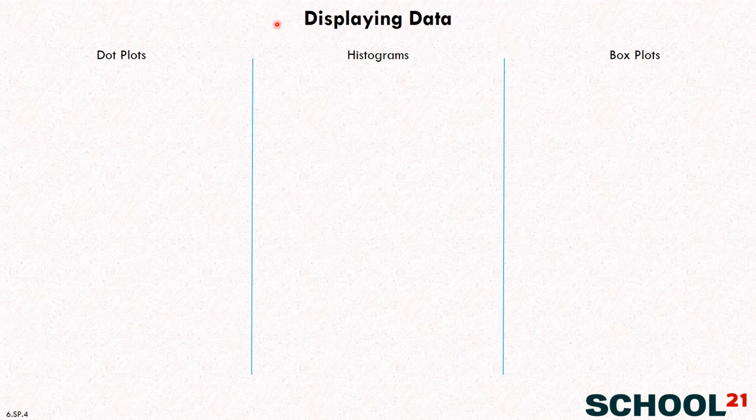Let's look at three different ways to display data: dot plots, histograms, and box plots. All three of these are great ways to see the data rather than just a list of numbers. We start to be able to visualize it and we can see certain things. Let's first look at dot plots.